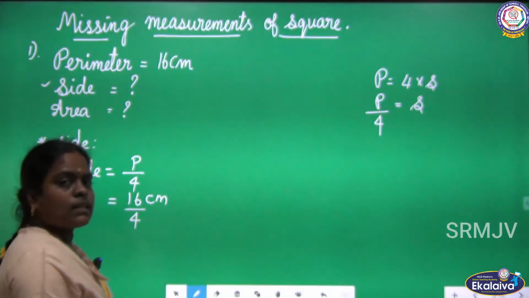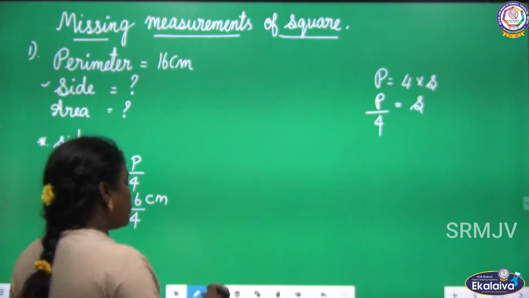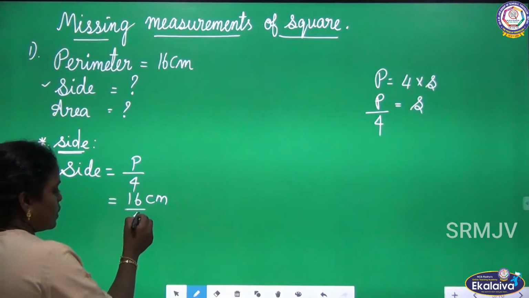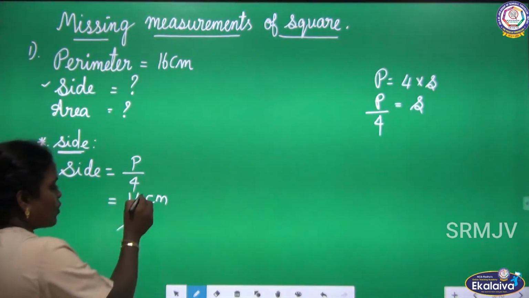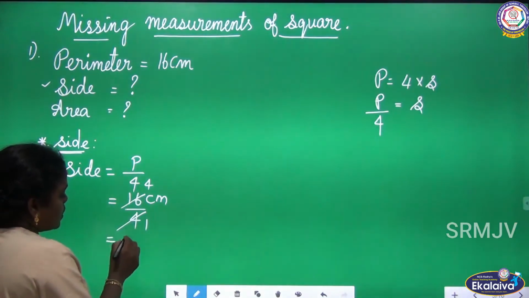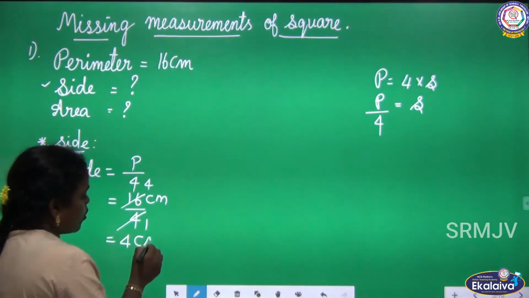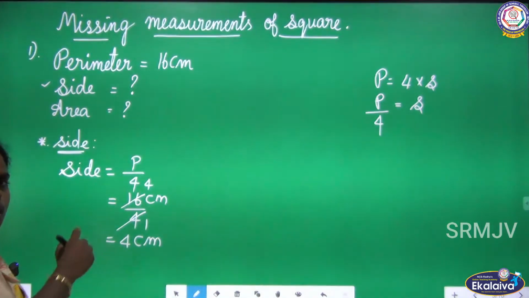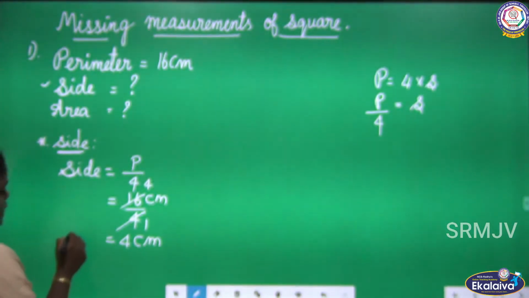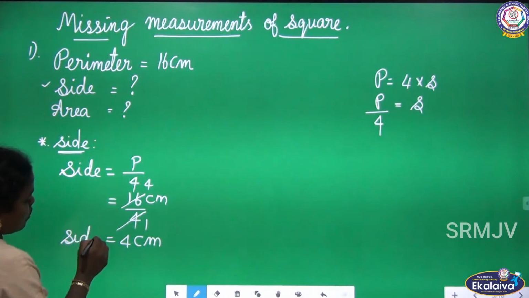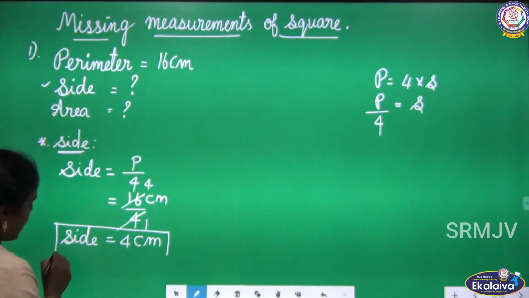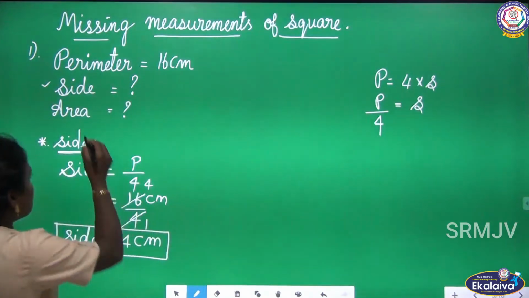Let us cancel the terms by the 4 table because 4 is the common factor. 4 ones are 4, 4 fours are 16. So the answer is 4 centimeter. So what is the side of a square? It is 4 centimeter.